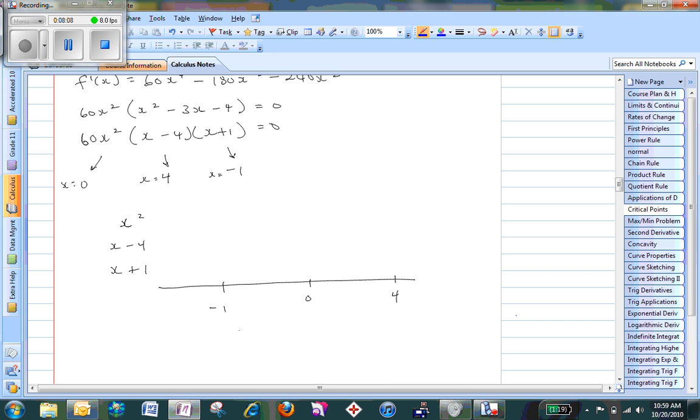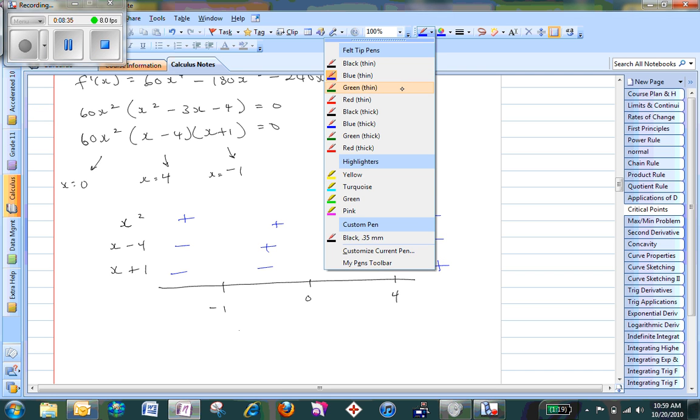No matter what number I pick, x squared will always yield a positive answer. So that's a pretty easy one to do. Pick a negative number: negative, and then positive, positive, positive. Pick another number. It's negative, negative, negative, and positive. Again, you can do it up and down if you'd like, or you can do it across. It really doesn't matter. It's personal preference.